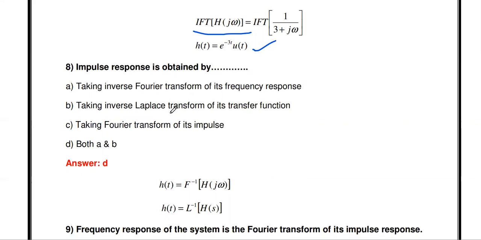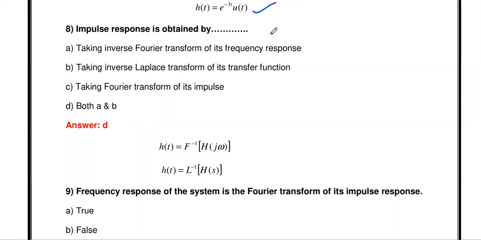Then the next question: the impulse response is obtained by dash. Taking inverse Fourier transform of its frequency response: yes, it is correct. Taking inverse Laplace transform of its transfer function. Transfer function means H of s. If you take the inverse Laplace transform of its transfer function, we get the impulse response. It is also correct. Taking Fourier transform of its impulse: we get the frequency response, so this is wrong.